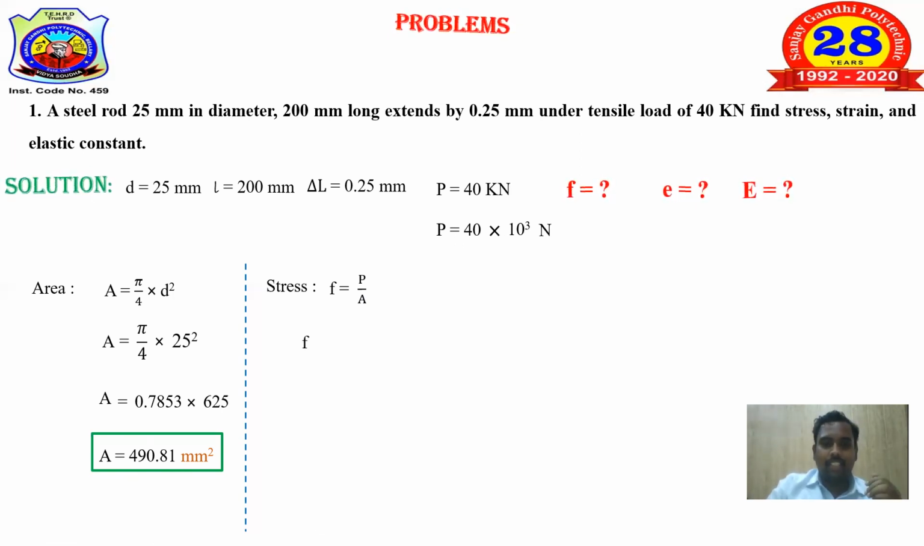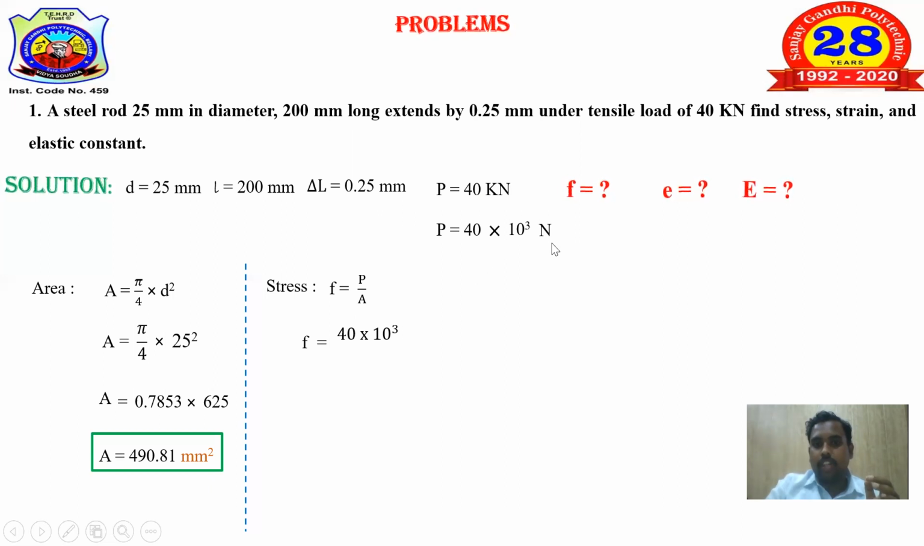So write F as it is, equal as it is. What is the value of P? P is nothing but 40 into 10 power 3 Newton. Students, we need to take the converted value. If you take only the 40, then you will end up with the error. So always you are supposed to take a converted value.